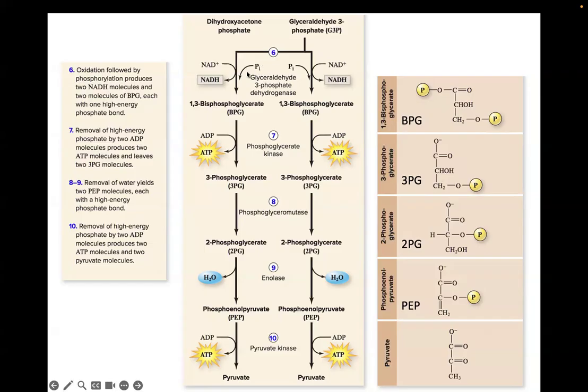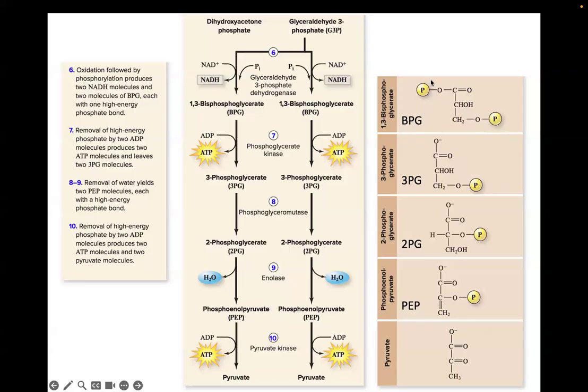And we also add a phosphate. So in this reaction, this enzyme, glyceraldehyde 3-phosphate dehydrogenase, removes hydrogen and incorporates phosphate. So we have this G3P, which becomes 1,3-bisphosphoglycerate. So it has 2 phosphates, hence 1,3-bisphosphoglycerate. Now this bisphosphoglycerate has these very rich phosphate groups.